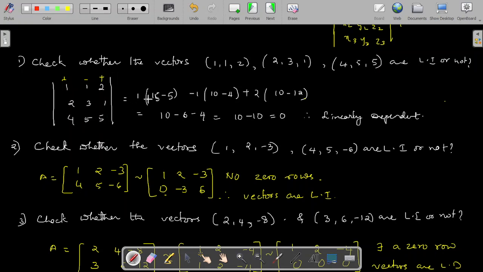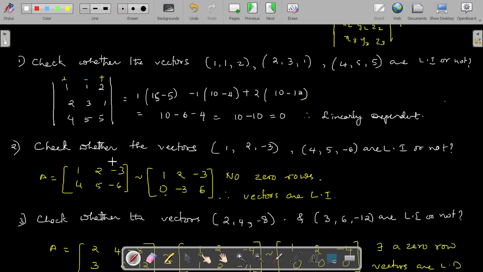Evaluate its determinant. 1 into (5 times 3 is 15 minus 5 times 1 is 5). Next, minus 1 into (delete first row, second column) 5 times 2 is 10 minus 4 times 1 is 4. Plus 2 into (delete first row, third column) 5 times 2 is 10 minus 4 times 3 is 12. So 15 minus 5 is 10. 10 minus 4 is 6. Plus 2 into 10 minus 12, which is minus 2. 2 times 2 is minus 4. 10 minus 10 equals 0. If the determinant comes out to be 0, the vectors are linearly dependent.